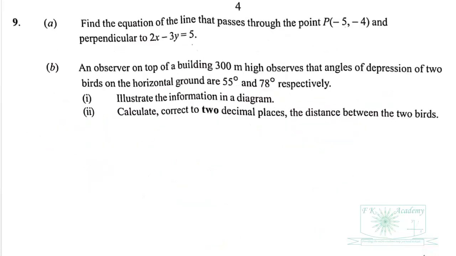Let's take care of question number 9. We have to find the equation of the line that passes through the point (-5, -4), perpendicular to 2x minus 3y equals 5.